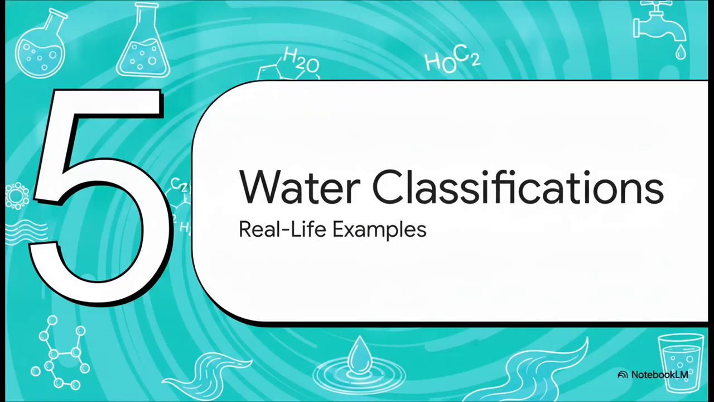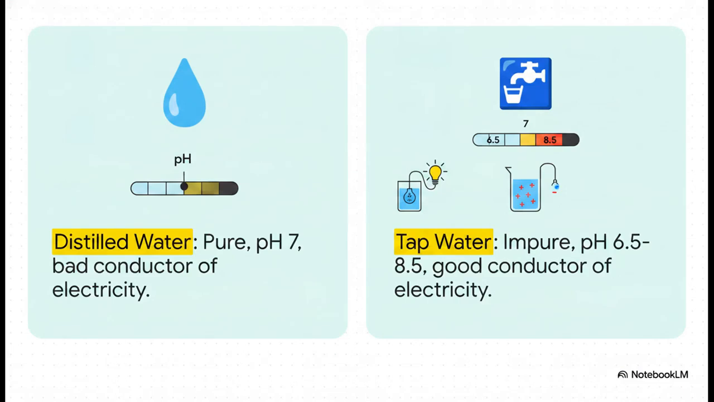Section 5. Real-life water classifications. Let's apply these abstract rules to some everyday examples. First, distilled water. It is completely pure, used in labs, has a neutral pH of 7, and is a totally bad conductor of electricity. Dusri taraf, we have tap water. It is impure, meant for domestic use, has a pH between 6.5 and 8.5, and is a very good conductor of electricity due to dissolved ions. ये dissolved ions ही असल में वो impurities हैं, जो tap water को electricity का अच्छा conductor बनाती हैं, जबकि distilled water में कोई ions नहीं होते, इसलिए वो electricity conduct नहीं करता.